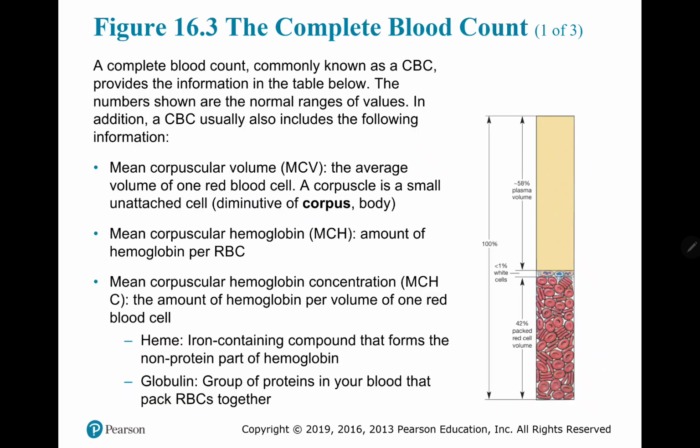Now, just simply looking at a complete blood count, commonly known as a CBC, is going to provide important information about a patient, right? You can look at the mean corpuscular volume, and this is going to be the average volume of one red blood cell. You can look at the amount of hemoglobin per red blood cell, right? And you can look at the amount of hemoglobin per volume of one red blood cell. So there are certain tests where we can test for how many red blood cells are there, how much hemoglobin is there, and the hemoglobin is really going to be important to tell you about how much oxygen your body can carry. Okay.